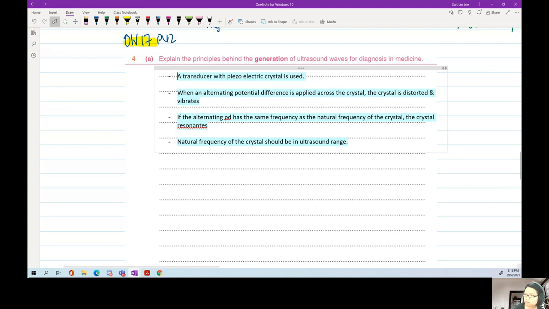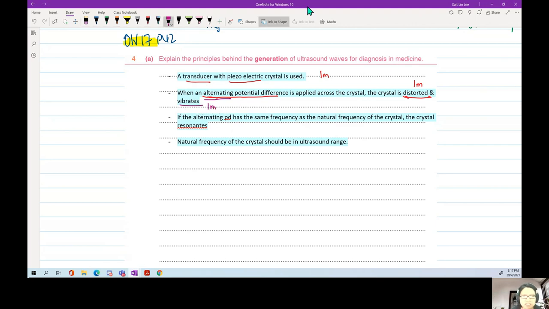This thing is 5 marks, right? If you mention that we need a piezoelectric crystal and we need a transducer, this is 1 mark. Then you say that we apply an alternating PD. Alternating is compulsory, not any PD. If you don't apply an alternating PD, there's no vibration. You just stretch the crystal or compress the crystal and that's it. Then you mention that the crystal distorts, 1 mark. Alternating PD causing vibration is another mark.